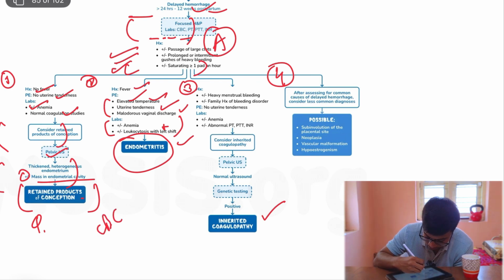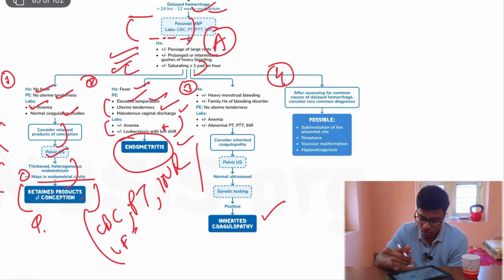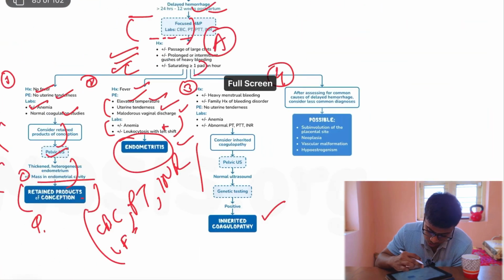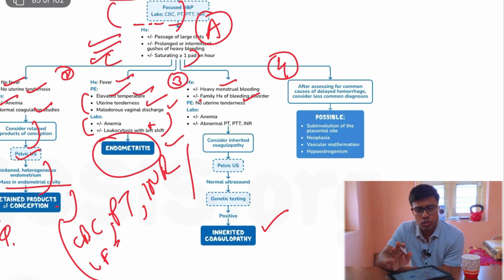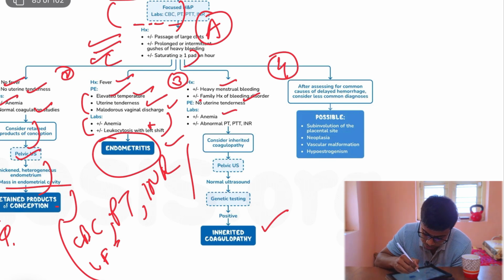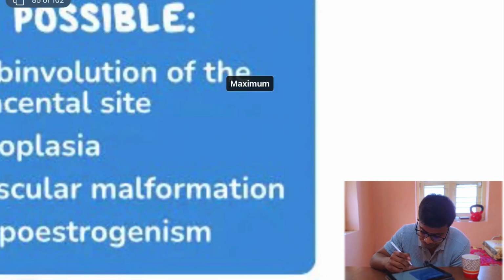So CBC, that's why we do CBC, PT/INR, and LFT, KFTs and other tests during our internships. So very boring, but we have to do it. Another history can be there of heavy menstrual bleeding, family history of bleeding. So family history, inherited cause of coagulopathy for short. So anemia may be there, and PT/INR we have to do, consider inherited coagulopathy, pelvic ultrasound normal, genetic testing positive: inherited coagulopathy. This is the answer.